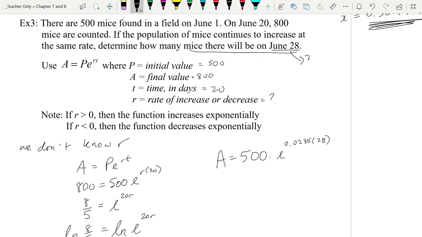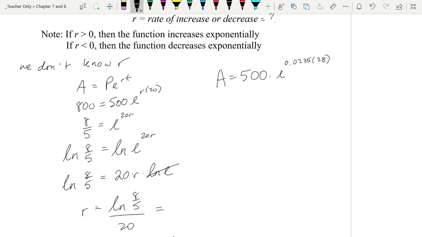28 days later, the mice overrun us. So how many mice are we looking at? I'm using old reliable here. I'm going to take that decimal and store it in memory 1. There, it's in memory 1.